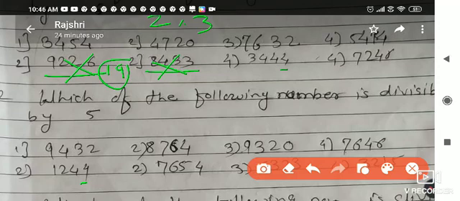Now we will check whether it is divisible by 3 or not. So 4 threes are 12, 12 plus 3 is how much? 15. Okay.